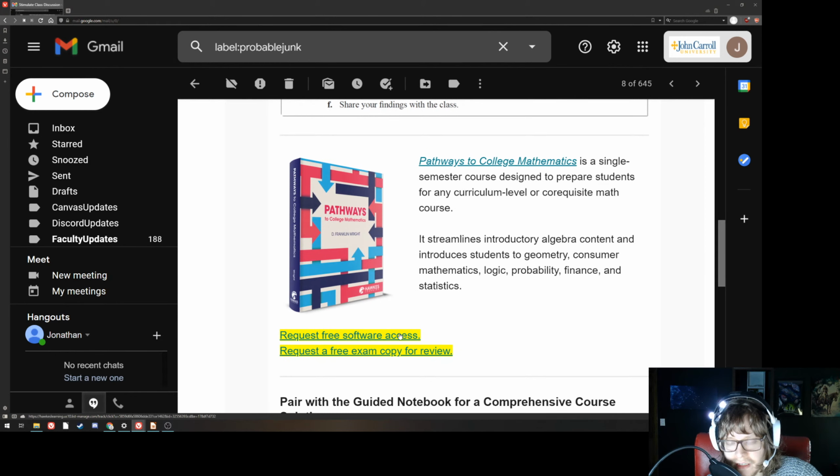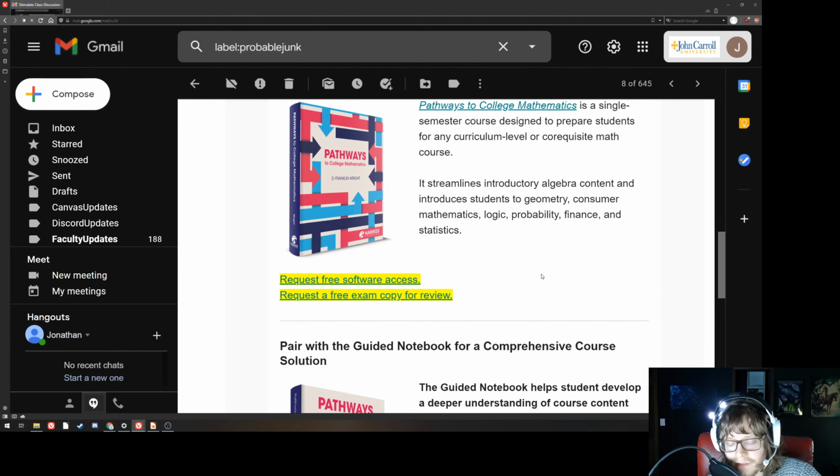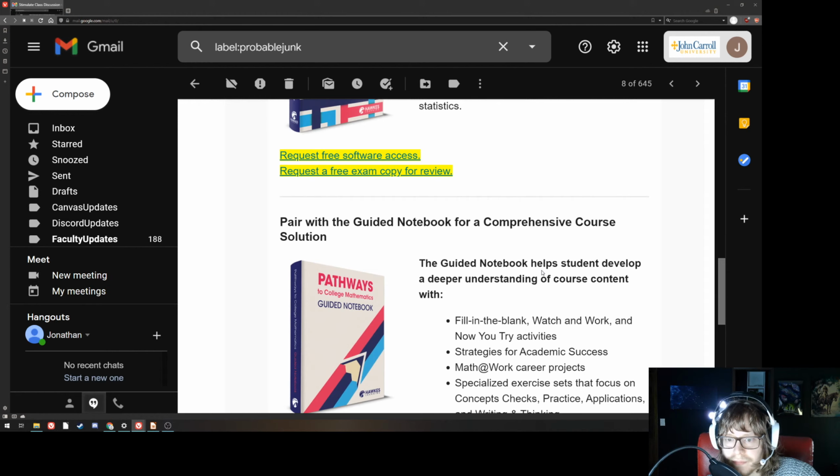Request free access, free exam copy. Those are good. Obviously I can request a free copy. Nicely done, Hawks. I'm glad that they have that. I'm glad they have it highlighted so that I know that the price to me to try it out is free, because trials should always be free. It's a single semester course designed to prepare students for any curriculum. Why did you only tell me that halfway down the advert? Nobody read down to here.